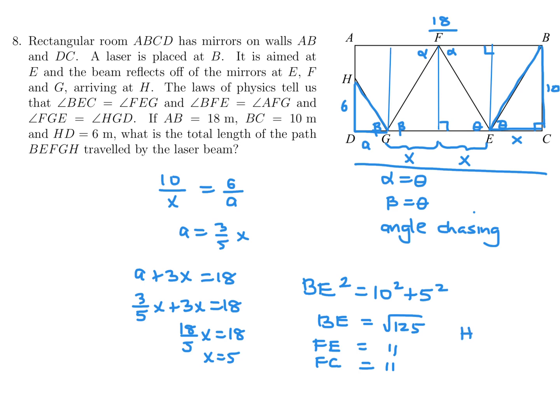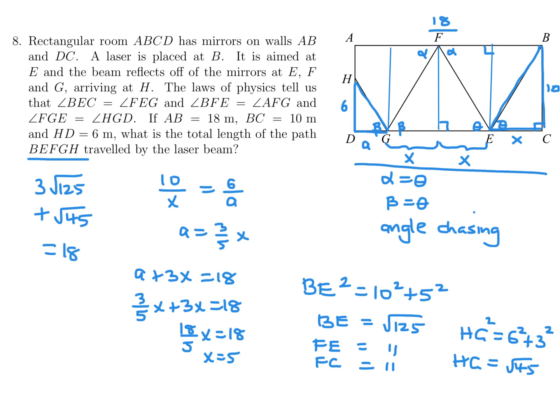And then HG, the final piece of the puzzle, is 6 squared plus 3 squared. Hold on, let me see here. DG is equal to 3. So HG squared, that means HG would be equal to root 45. So then to get this BEFGH, you have to add them all up. So it'd be 3 of those root 125 plus the root 45. And I guess if you combine them, it'll be 18 root 5.